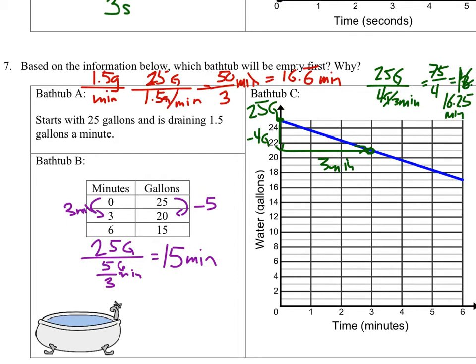So which one will be empty first? It appears that bathtub B will be empty first. Why? Because it will take 15 minutes. We have to write.